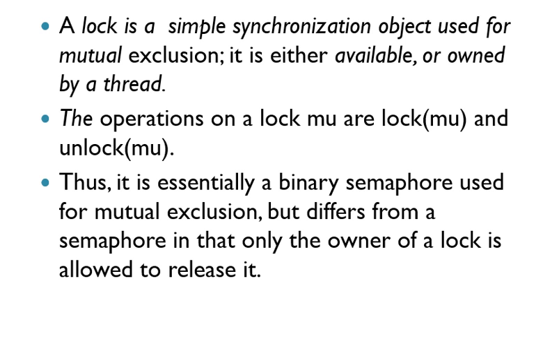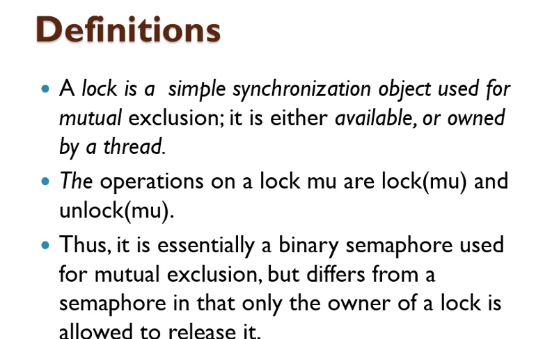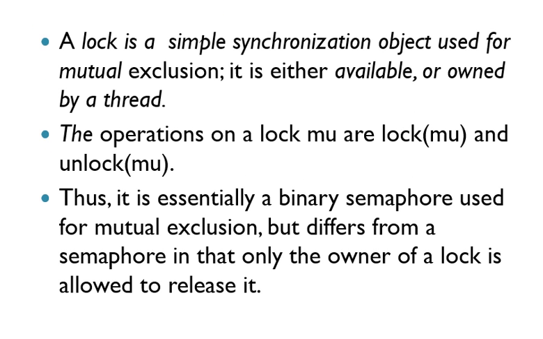Moving on with the presentation, the second content is the definitions. The first definition is a lock. A lock is a simple synchronization object used for mutual exclusion. It is either available or owned by a thread. The operations on lock mu are lock(mu) and unlock(mu). Thus it is essentially a binary semaphore used for mutual exclusion, but differs from a semaphore in that only the owner of a lock is allowed to release it.